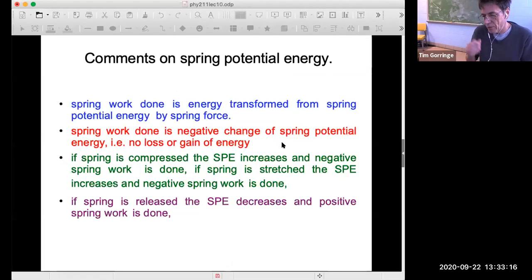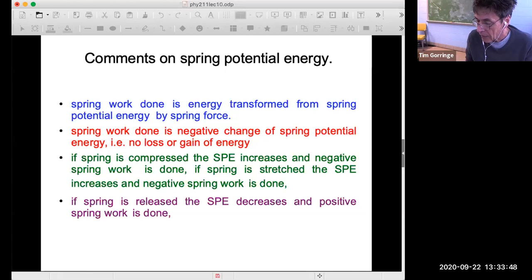Okay, first I want to make a couple of comments. So spring work done, again, just like gravitational work done, is energy being transferred. And it's not being created out of nothing. It is being transferred from this reserve of spring potential energy by virtue of the fact you've compressed or stretched the spring. It's being transferred by the spring force. The spring force is doing work. So that's the first point.